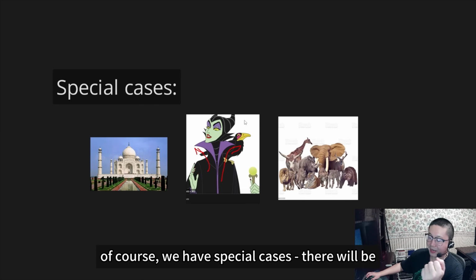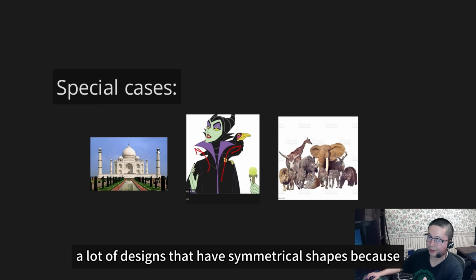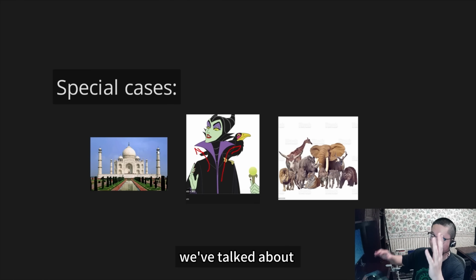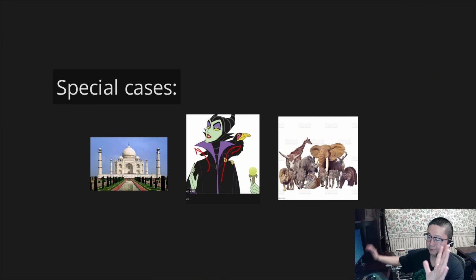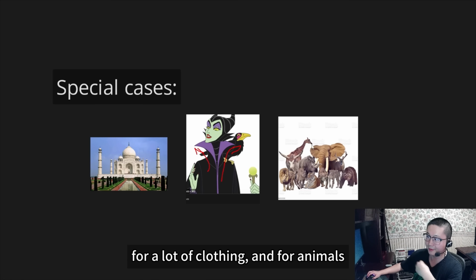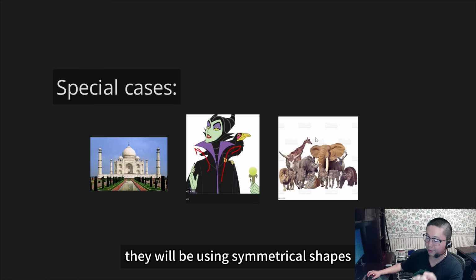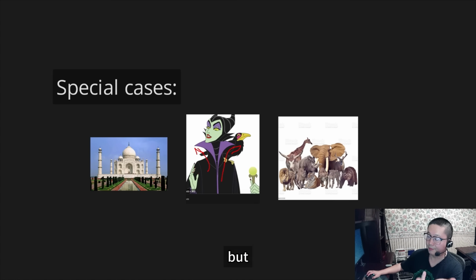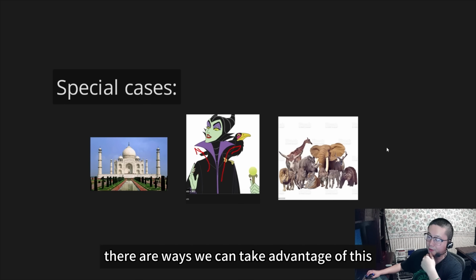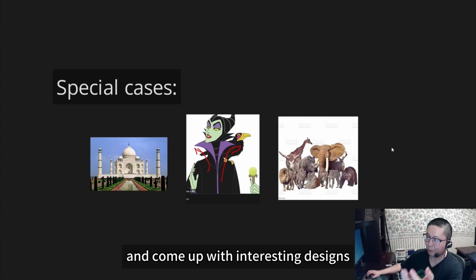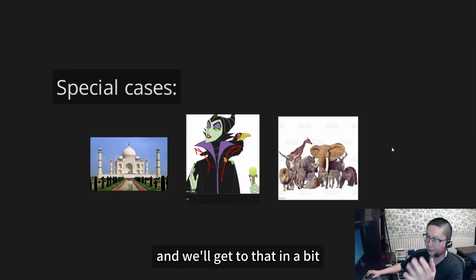Of course, we have special cases. There will be a lot of design that have symmetrical shapes. We talk about like we want to do straight against curve. But for buildings, for a lot of clothing and for animals, they will be using symmetrical shapes. It is just what it is, but there are ways we can take advantage of this and come up with interesting designs. And we'll get to that in a bit.